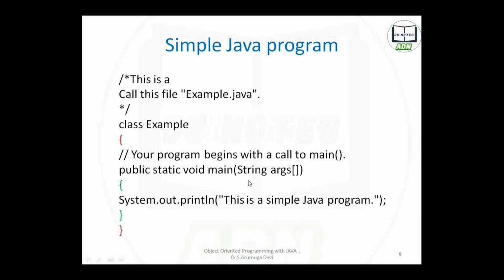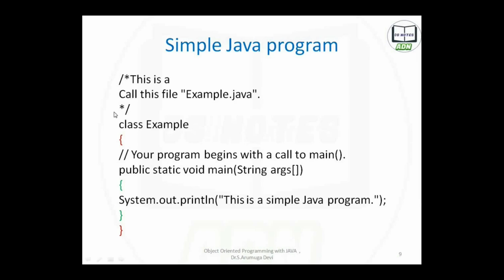This is a simple Java program. This section is called the documentation section. This is a multi-line comment section. For example, first line, second line, a multi-line comment starts with slash asterisk and is closed by asterisk slash. Next, since this is a simple program, we ignore packages, imports, and interfaces.